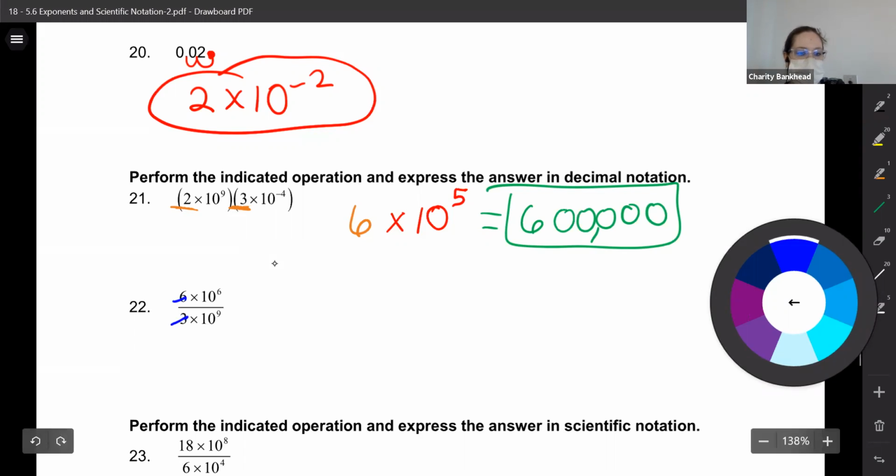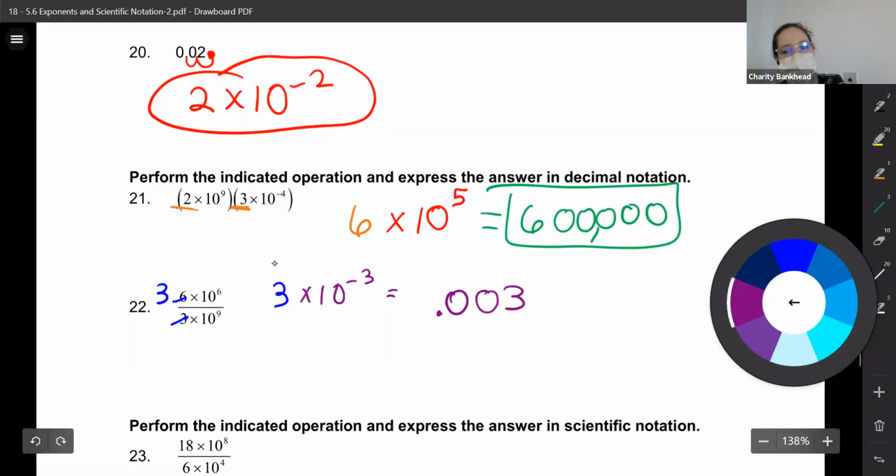So 3 goes into 6 3 times. And then 6 minus 9 is -3, so that'd be times 10 to the -3. 1, 2, 3. So 0.003.